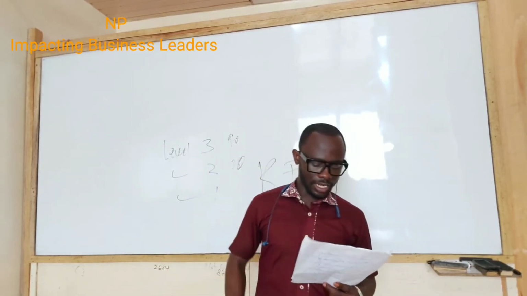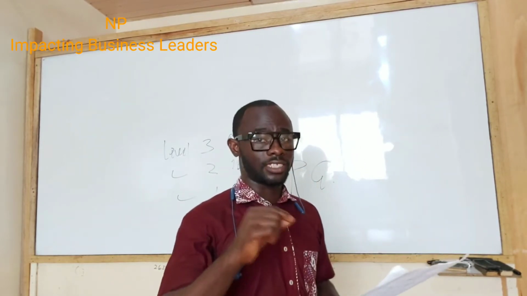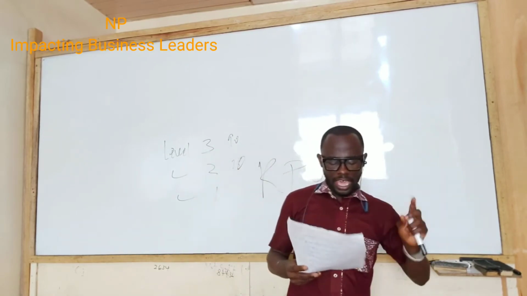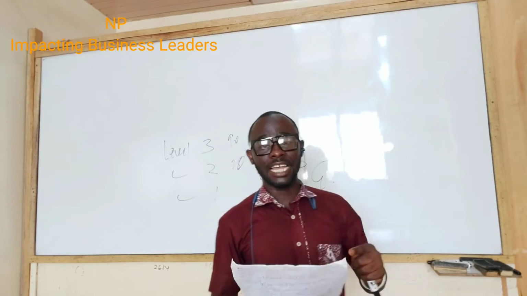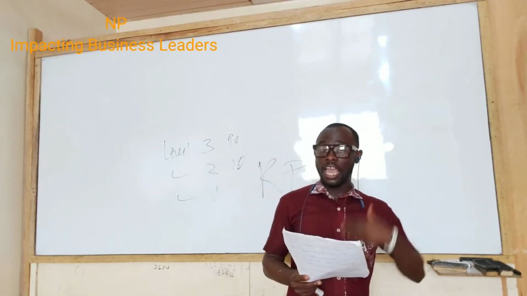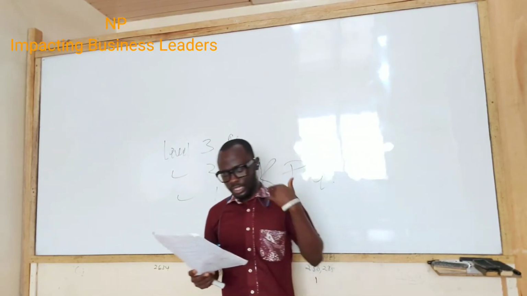IPSAS 17, property, plant, and equipment. That is based on IAS 16, and that is a level 3 accounting standard. IPSAS 18, segment reporting. That is based on IAS 14, and that is also a level 2 accounting standard.